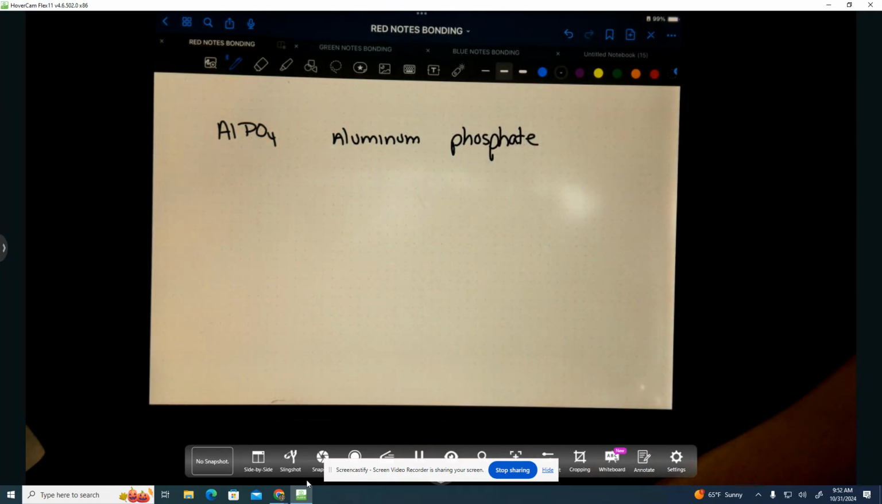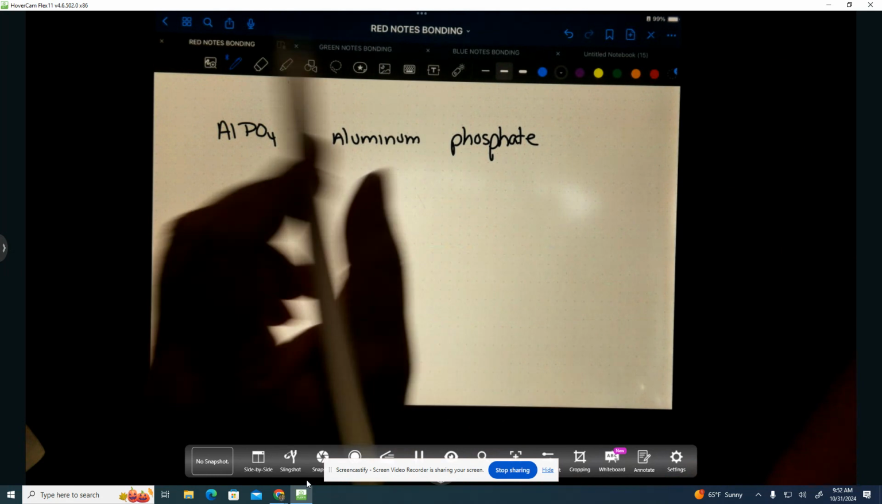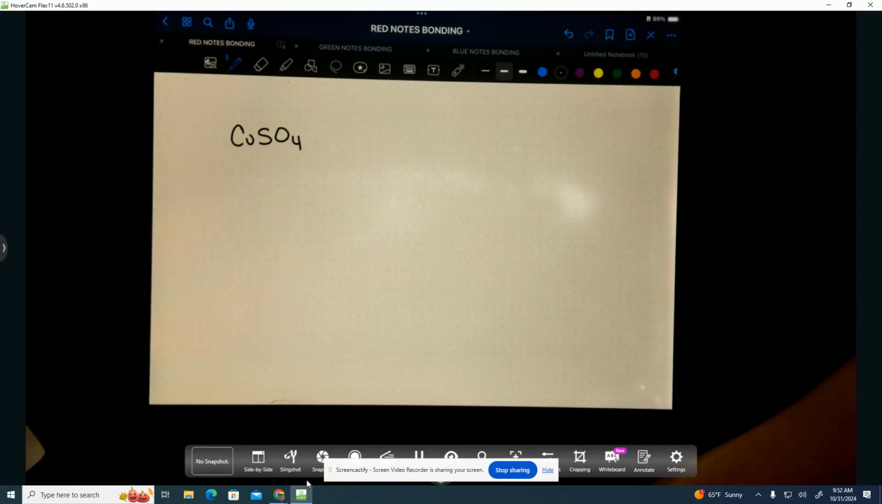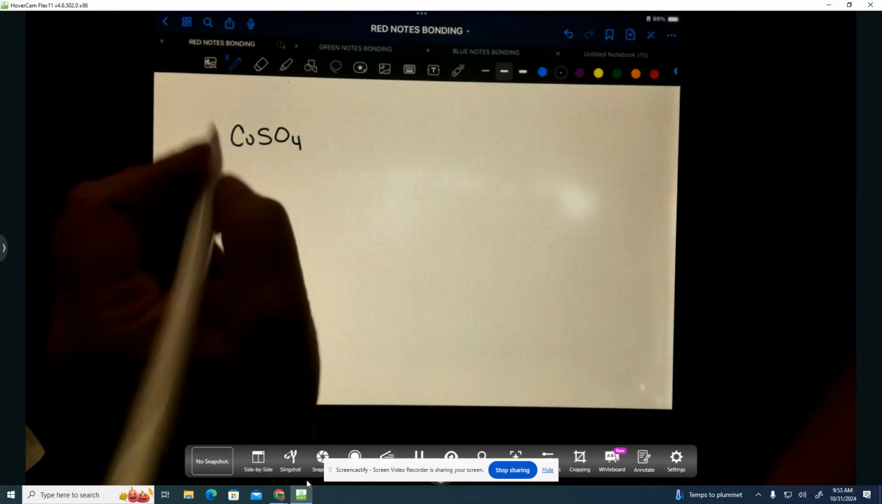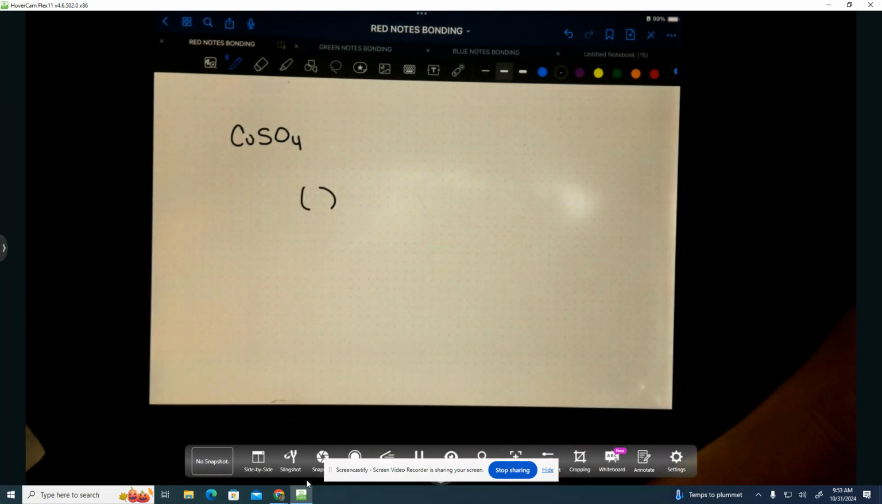Okay, for those of you who are still scratching your heads, does it need a Roman numeral? Why not? Aluminum only has 1 oxidation number. What about that guy? He needs one. So we know we need a Roman numeral in there.